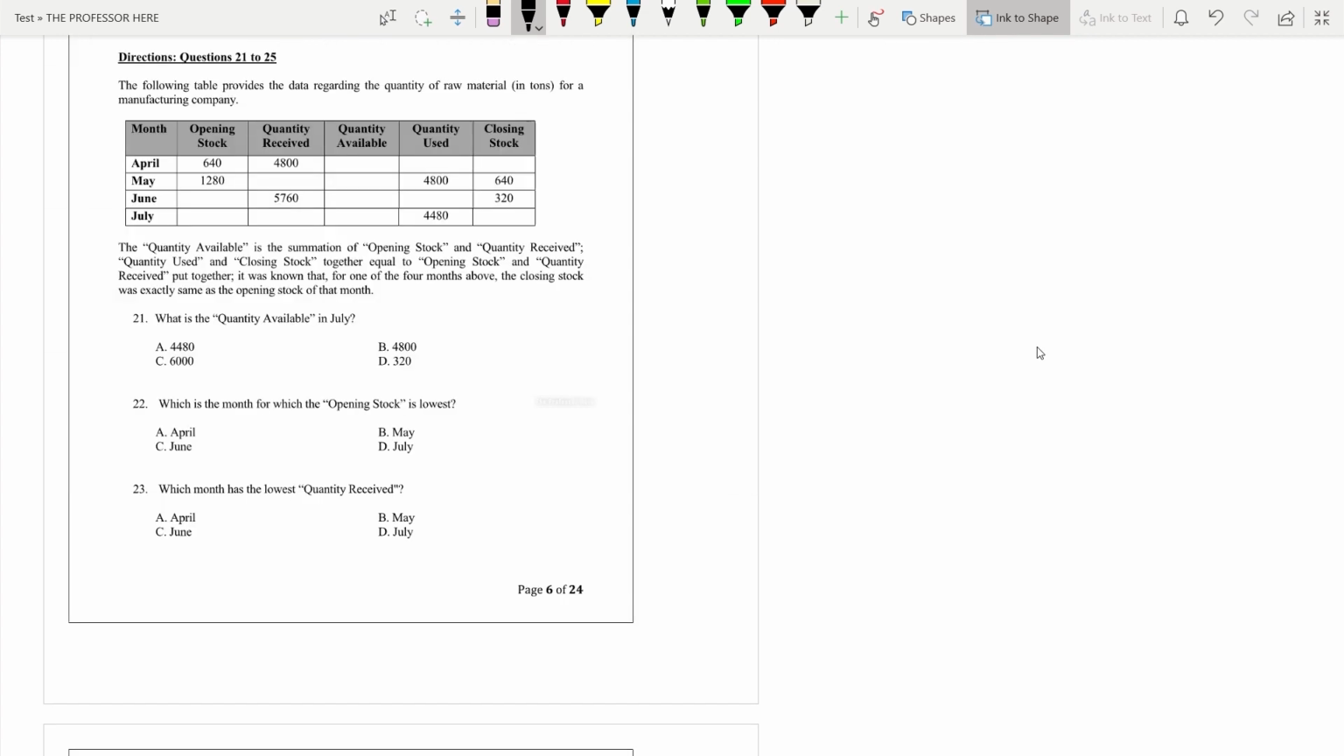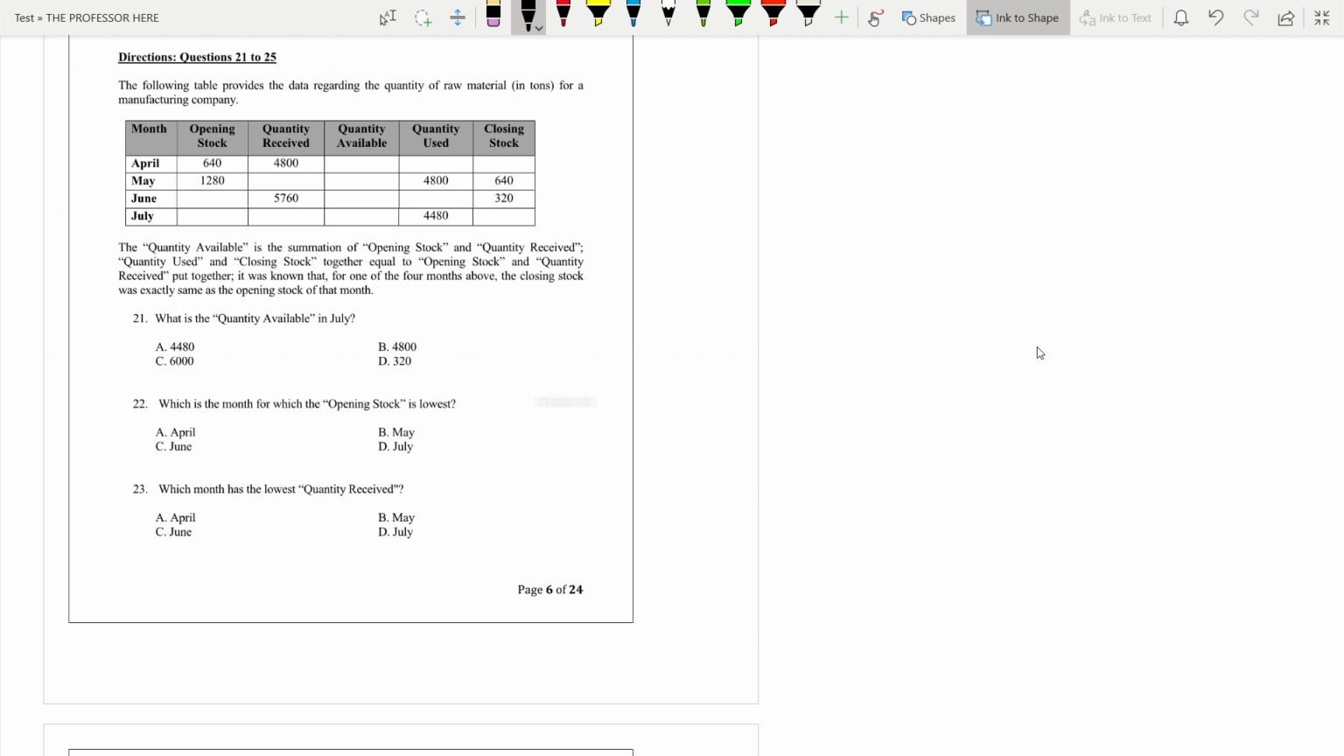Question number 21 to 25. The following table provides the data regarding the quantity of raw material in tons for a manufacturing company. You can read the rest of the question. You can pause the video if you want. I hope you read the question. So there is one point you have to note here. For one of the 4 months above, the closing stock was exactly the same as the opening stock of that month. So keep that in mind.